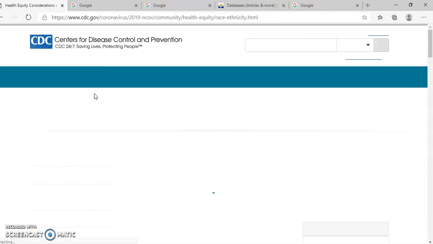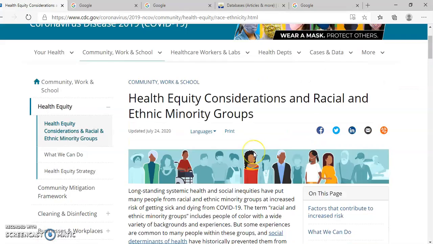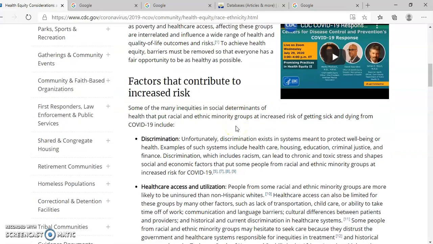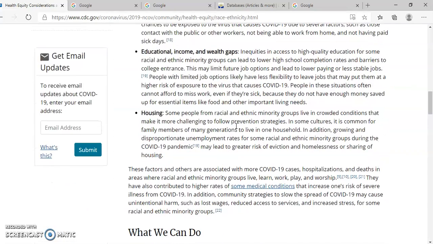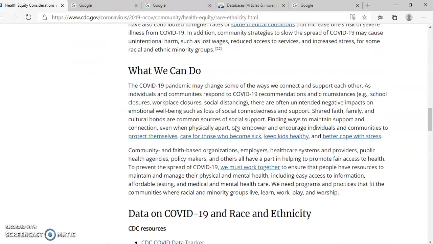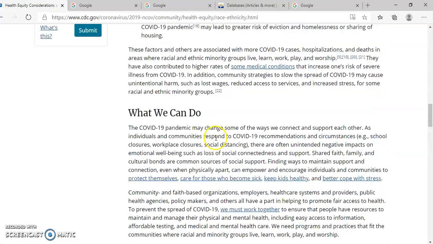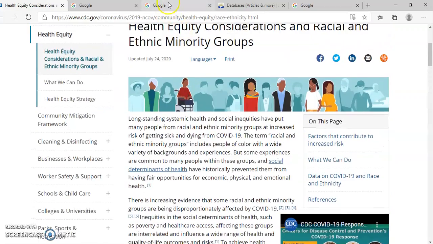So, health equity considerations and racial and ethnic minority groups. And so you could see it's an article about this, which would be very appropriate for anybody doing research into this particular issue. And it also points you towards other good resources. So this is definitely an excellent source to choose and look at.